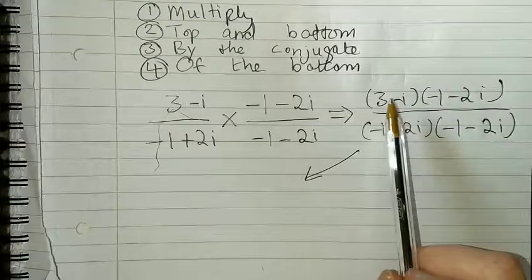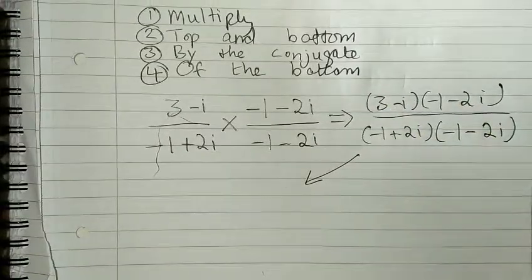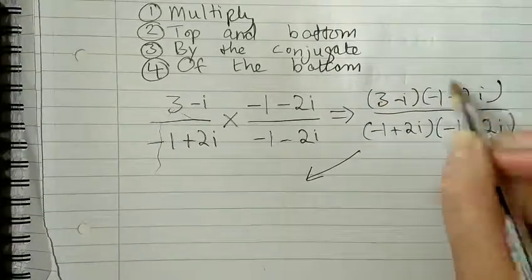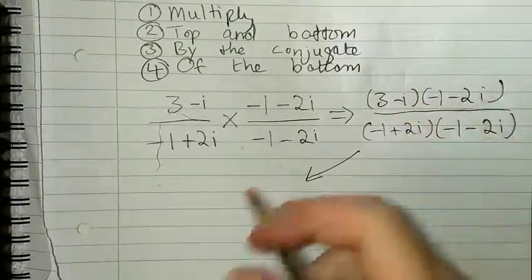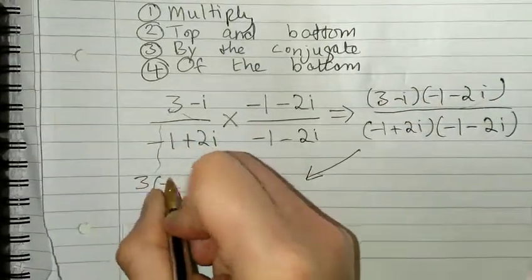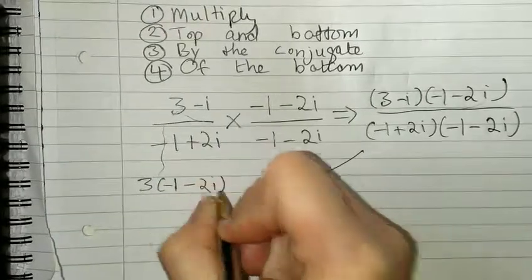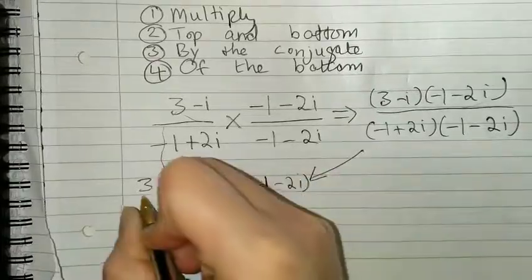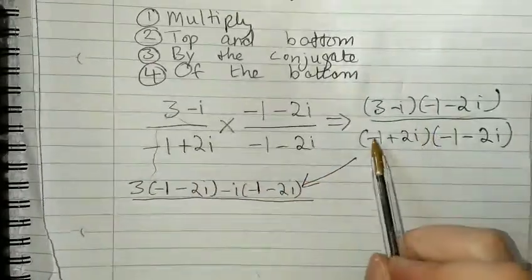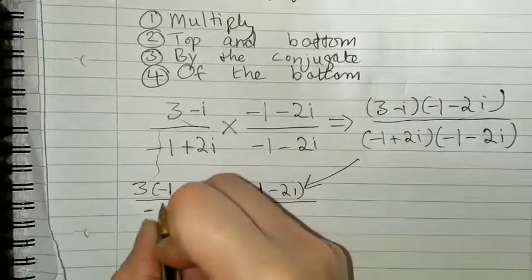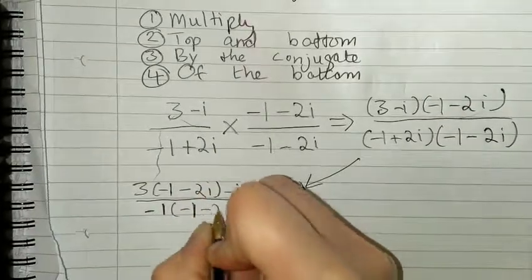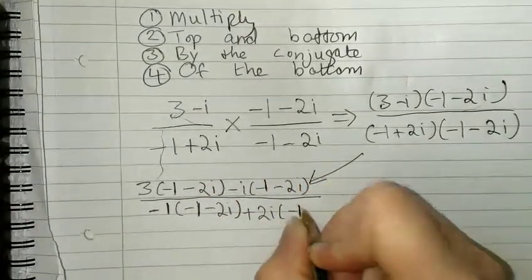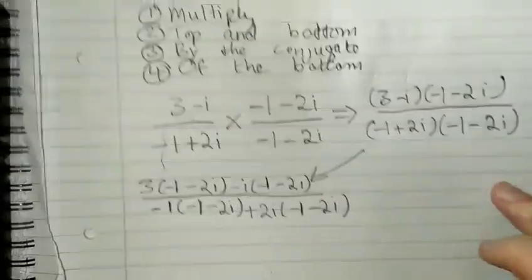When I have two brackets together and I'm multiplying them, I split my first bracket: 3 by my second bracket, and then minus i by my second bracket. So 3 by minus 1 minus 2i, and then minus i by minus 1 minus 2i. And then I'll do the exact same on the bottom: minus 1 by minus 1 minus 2i, and then plus 2i by minus 1 minus 2i.